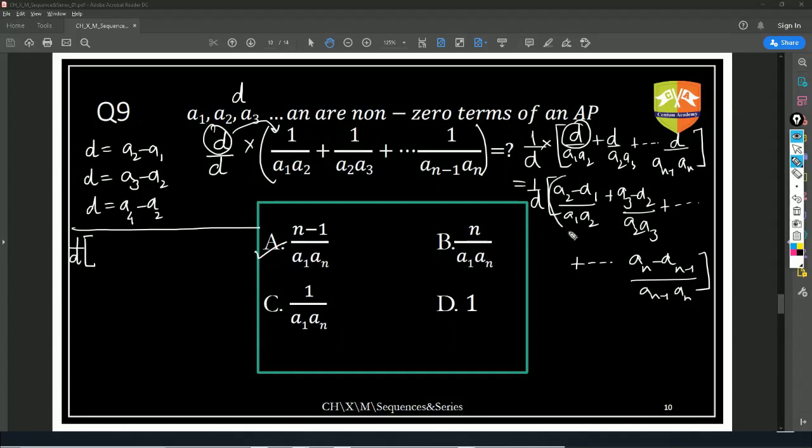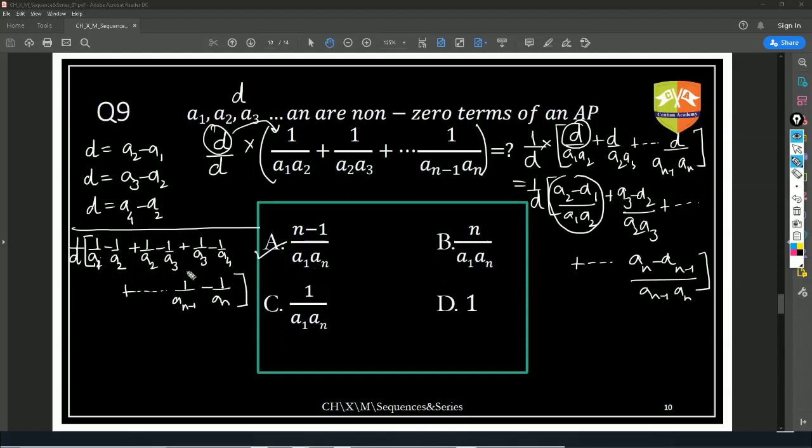And if you see this one, if you break this open, what is this? This is nothing but 1 by A2 minus 1 by A1, or the other way around. 1 by A1 minus 1 by A2. Correct? The second term will be 1 by A2 minus 1 by A3. Right? So third term will be 1 by A3 minus 1 by A4. Likewise, it will continue and it will be 1 by A(n minus 1) minus 1 by An.